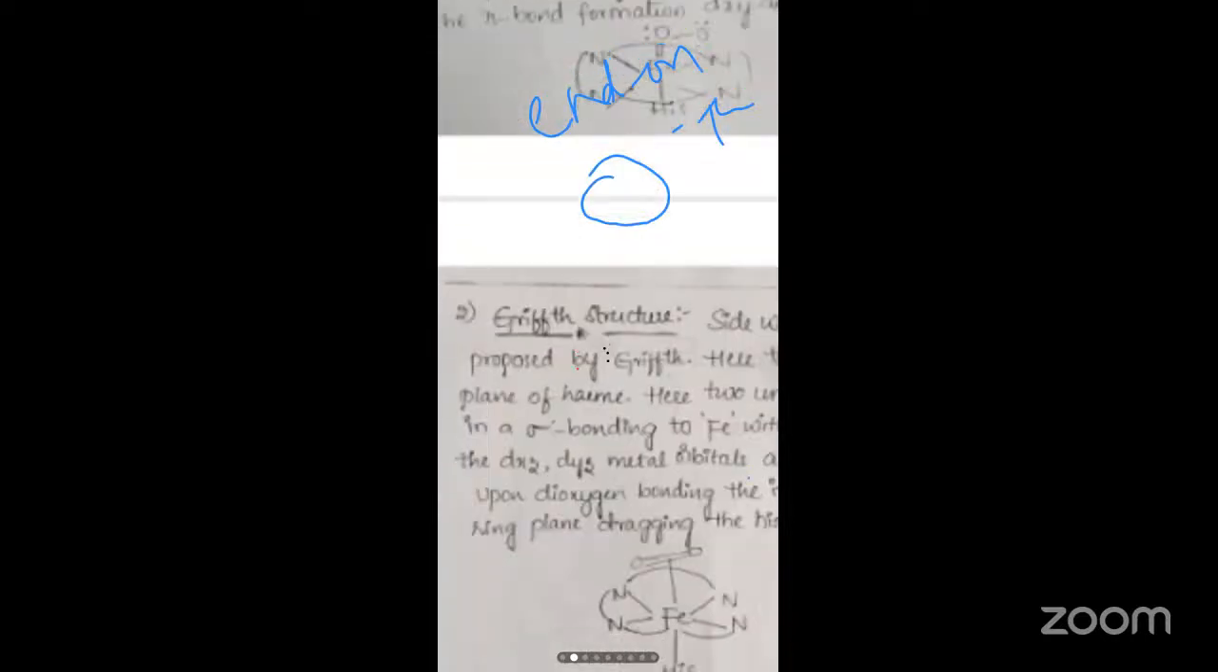Then what about the Griffith? That is side on terminal. Both are different binding modes: side on terminal and end on terminal. Which is stable? The end on terminal is the stable form, and the side on is the unstable form. Oxygen binds in the unstable form because transport takes place from one place to another. At the sixth coordination site, this oxygen is replaced by another oxygen, like that.